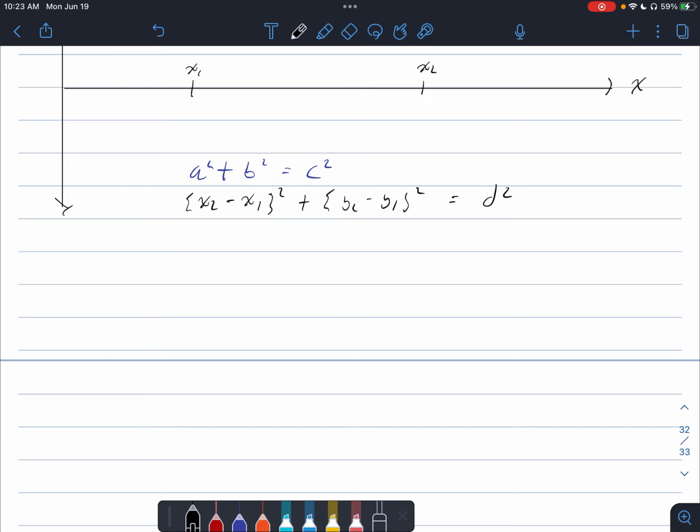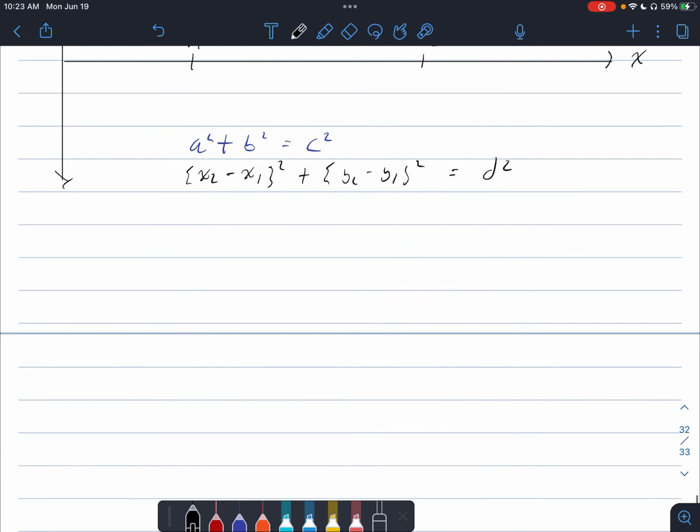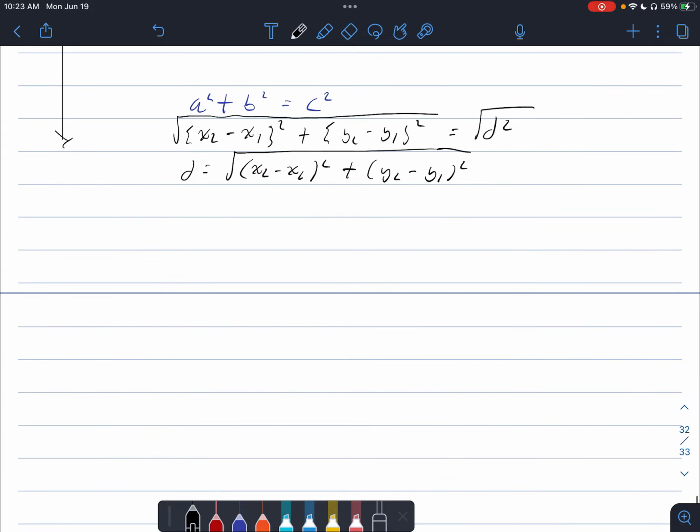Okay, our longest side. So to find d, all we have to do is take the square root of both sides. And we'll get that d is equal to the square root of x2 minus x1 squared plus y2 minus y1 squared. And that's our distance formula. Okay, so this is how we come up with a distance formula.